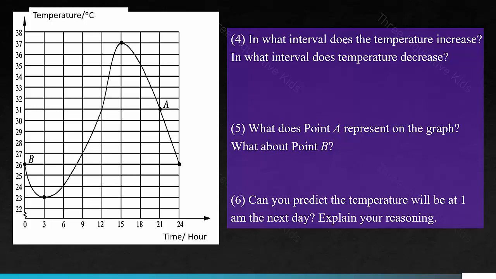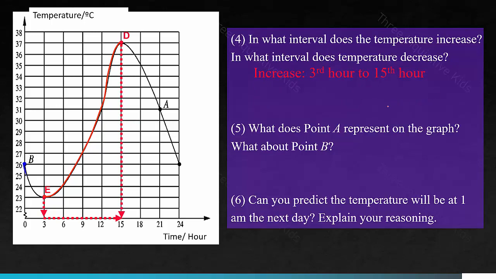In what interval does the temperature increase? In what interval does the temperature decrease? So first of all, what is an interval? Well, it's kind of like a time period in this case. So between which hours did the temperature increase and between which hours did the temperature decrease? Here we have point E, that's the lowest point. And from point E to point D, as you can see, the temperature is increasing. When you look at the x-axis coordinates of both of these points, you can see we are left with 3 and 15. So when it is increasing, it is from the 3rd hour to the 15th hour.